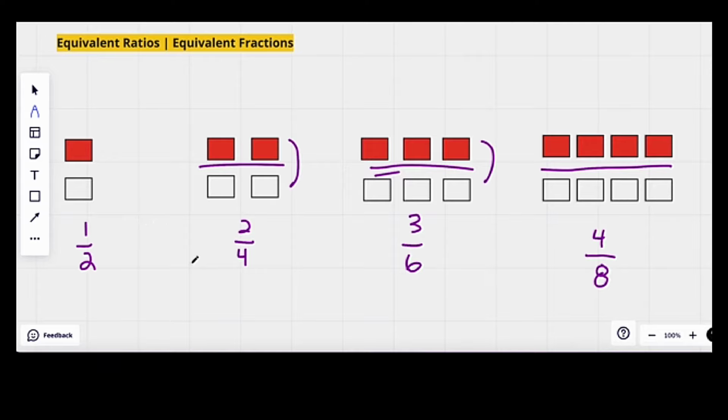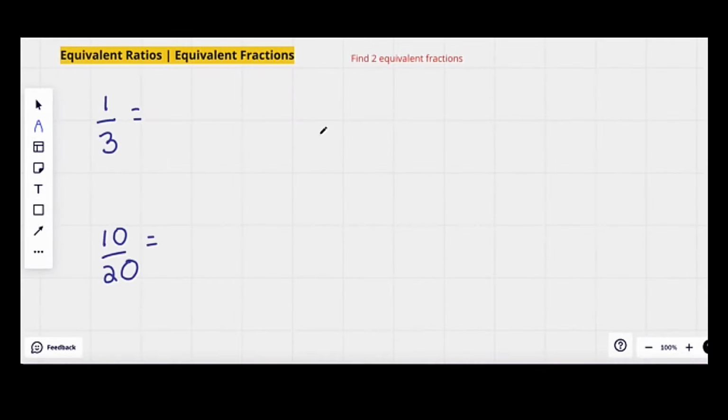They're all equivalent fractions. What if we were asked to find equivalent fractions to both of these numbers that we've got here? So we've got 1/3 and 10/20, and we're asked to find an equivalent fraction, or find 2 equivalent fractions for each one. Okay, so we can start by picking a number. Let's pick a number. 2. Great. Let's start with 2. So we're going to multiply the top and the bottom by 2. So if we multiply it by 2, we're going to get 2 over 6. That's one equivalent fraction.